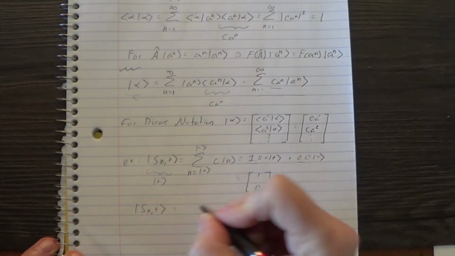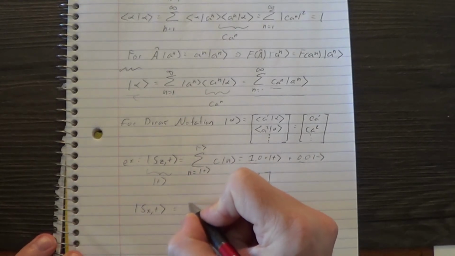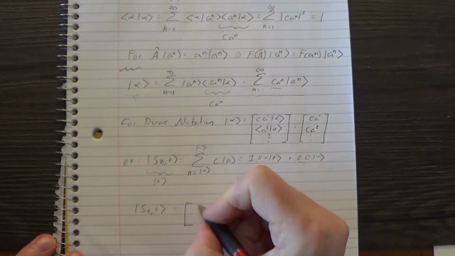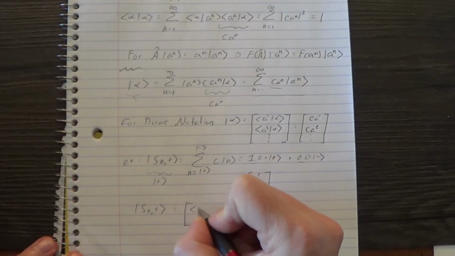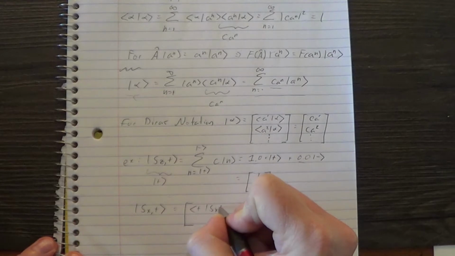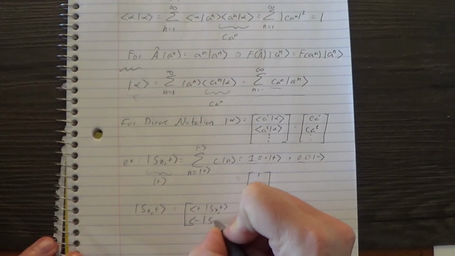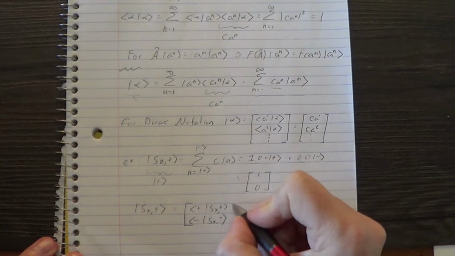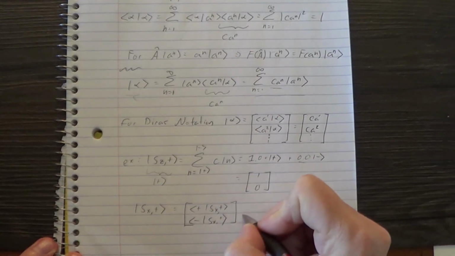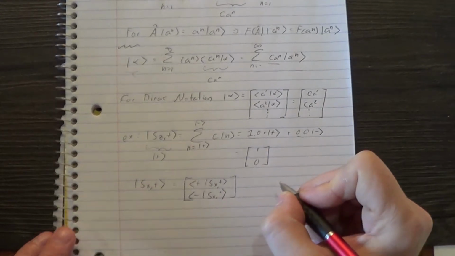At this point, I am just going to jump to the weighing coefficients, and there's only two, so this is going to be a two-element vector: plus with Sx plus, and minus with Sx plus. So what is that?